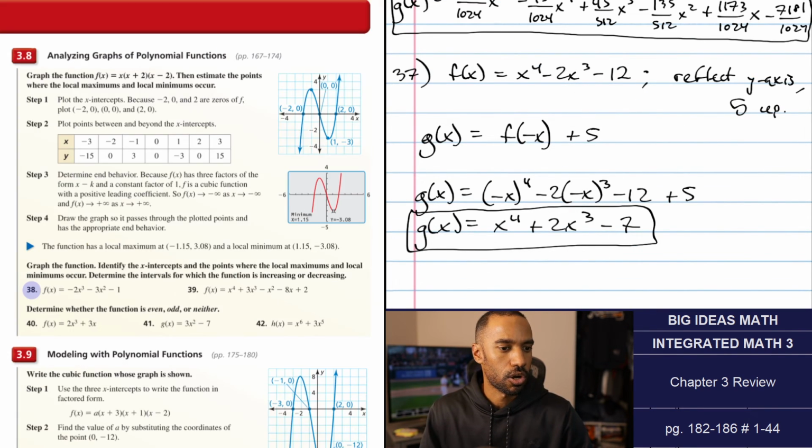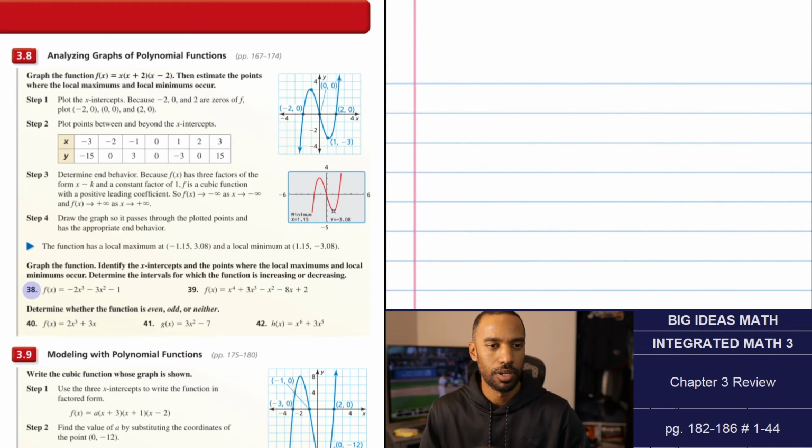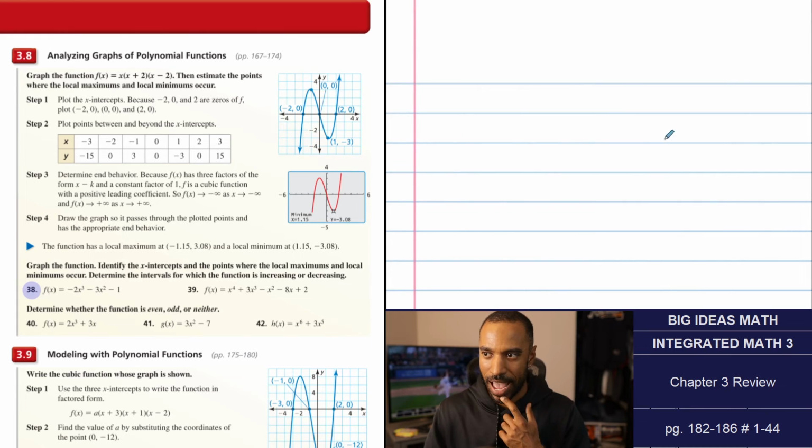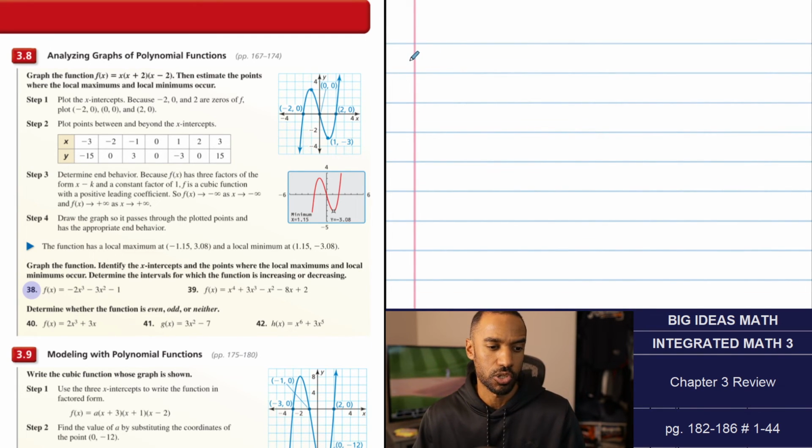Okay, let's go to sections 3.8 and 3.9, the last two sections of this review. Probably one of the longer reviews that we're ever going to have. This section is 9 sections long. There are a lot with graphs, and we're still not done.